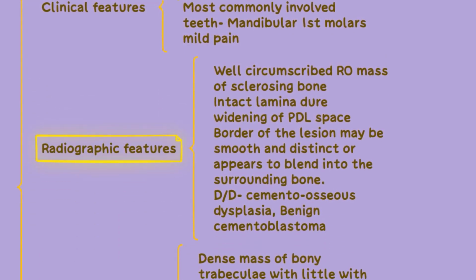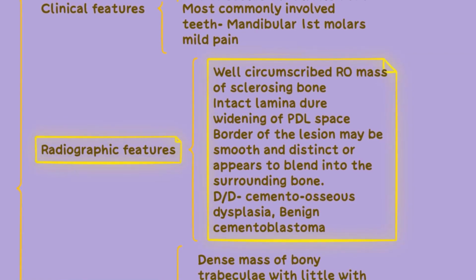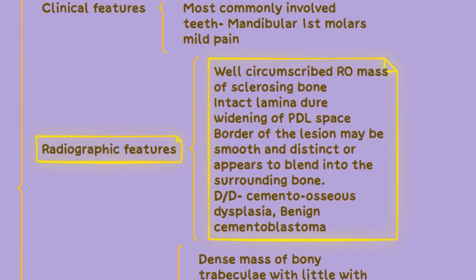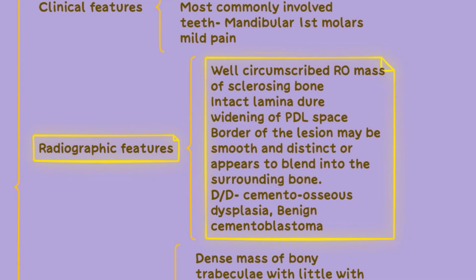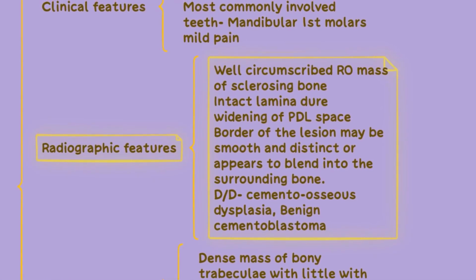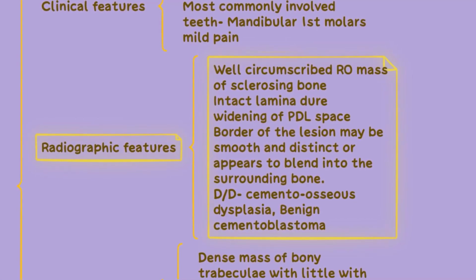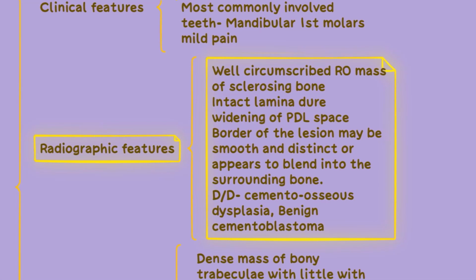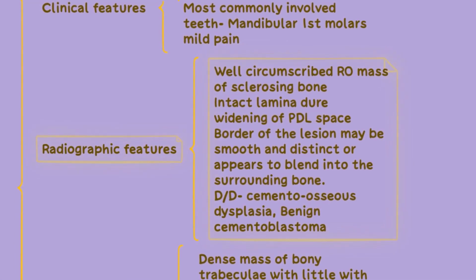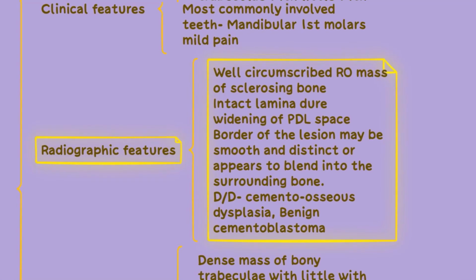Radiographically, the lesions appear as a well-circumscribed radiopaque mass of sclerosing bone. The lamina dura remains intact, and there may be widening of the periodontal ligament space. The border of the lesion can appear smooth and distinct or blend into the surrounding bone. Chronic focal sclerosing osteomyelitis can be differentiated from other conditions like cemento-osseous dysplasia and benign cementoblastoma.